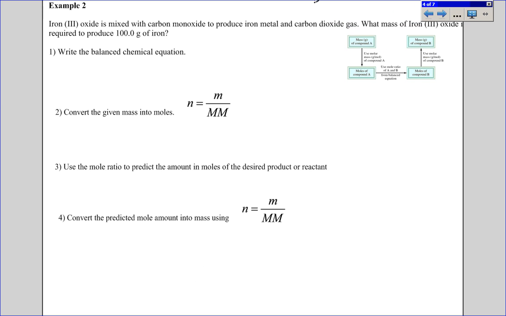So let's look at another typical problem, and this is a full mass problem. So I've got iron 3 oxide mixed with carbon monoxide to produce iron metal and carbon dioxide gas. What mass of iron 3 oxide is required to produce 100 grams of iron? So, as you know, we need to start with the balanced chemical equation. So we start with the formula for iron 3 oxide. We're going to react that with carbon monoxide, which is CO. And we're going to produce iron metal, which is Fe, and carbon dioxide gas.